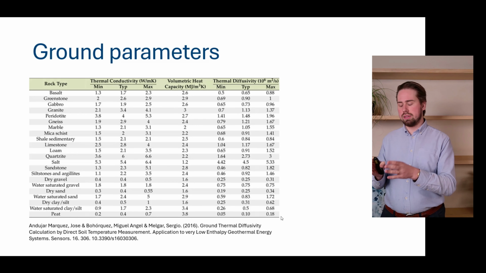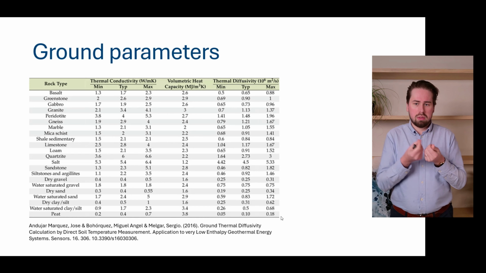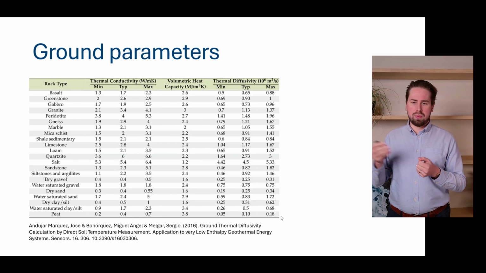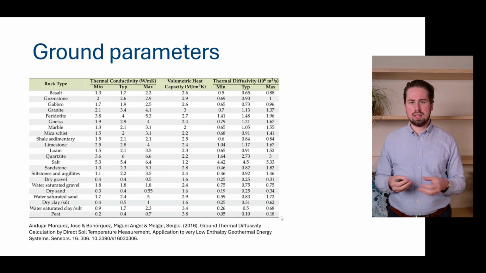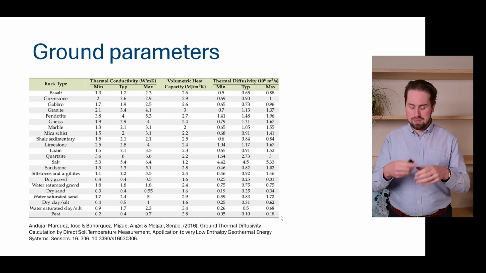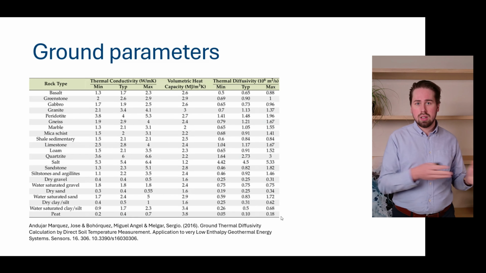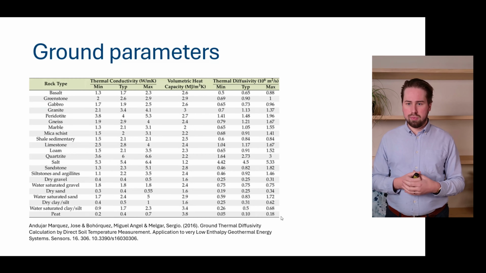What you can see here is that there is quite a big range, even for the same material, let's say granite, of 2.1 to 4.1, even for the same geological conditions. That has to do with mineralogical properties and so forth. So even for the same ground layer, there can be quite a lot of range in this thermal conductivity.